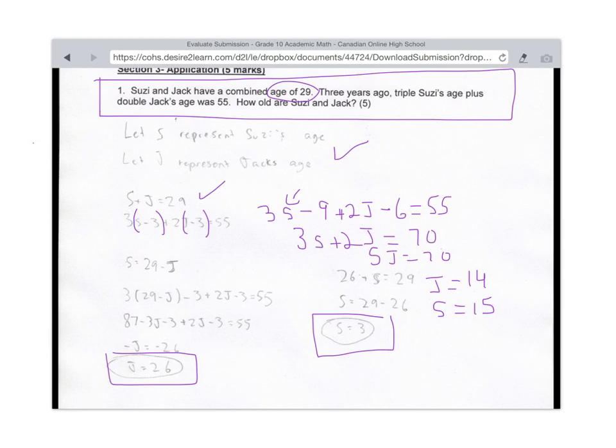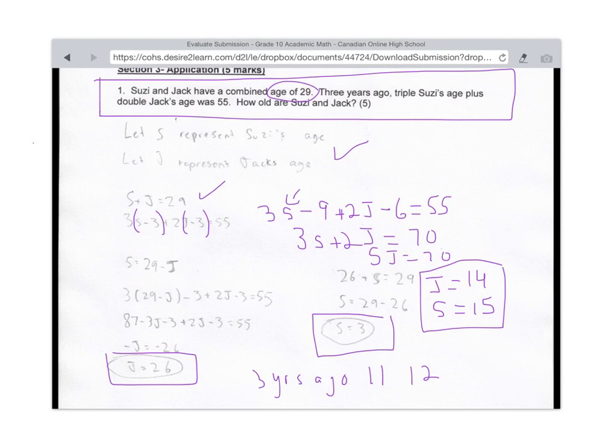And then you can test to see if it fits the second equation. Okay, so we have two numbers that add up to 29. Now, if you take 3 away from those, then 3 years ago, they would be 11 and 12. And 3 times 11 is 33. 2 times 12 is 24. 33 and 24 add up to 55.